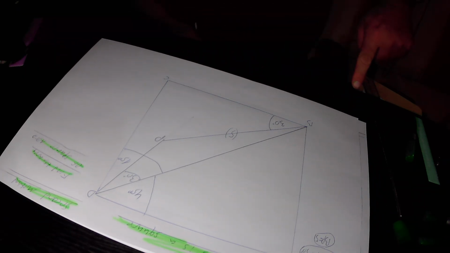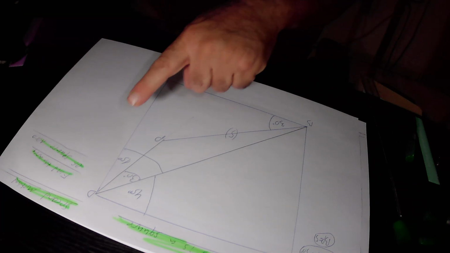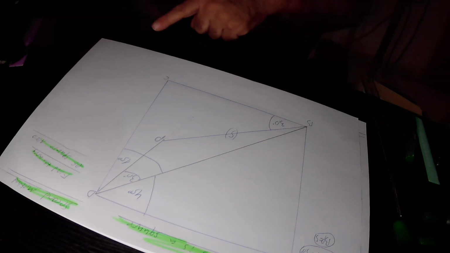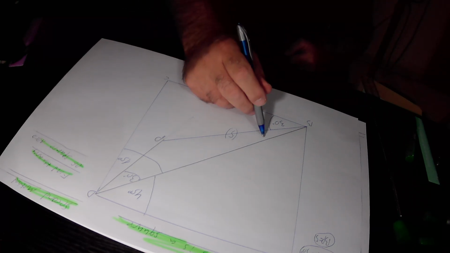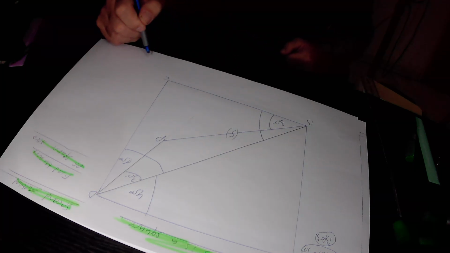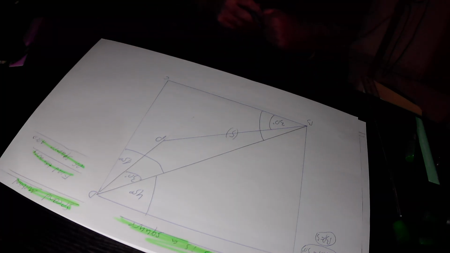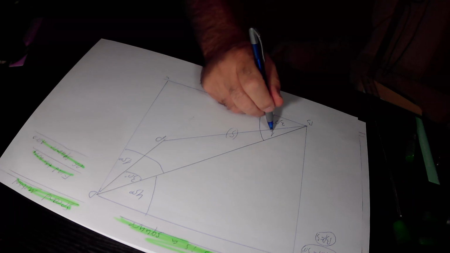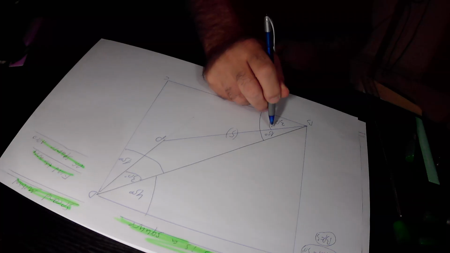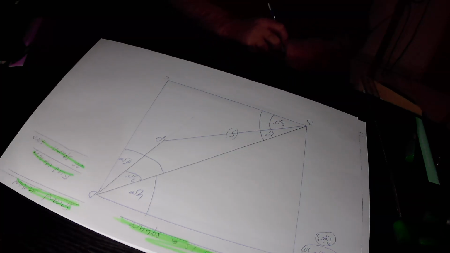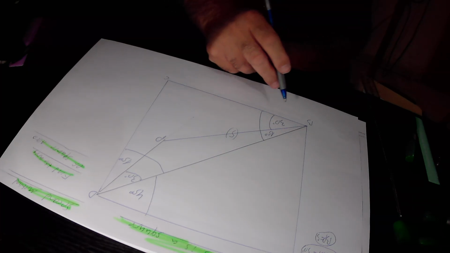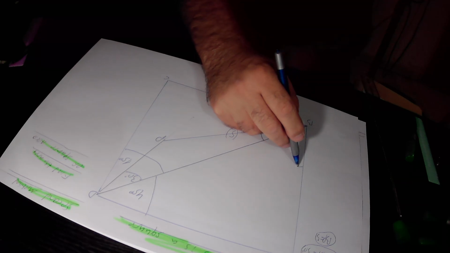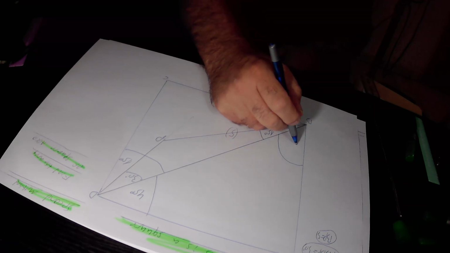Diagonal DB bisects angle ABC. Again, diagonal DB bisects angle ABC. This is the first half of angle ABC. This equals 45 degrees in size. But this angle equals 30 degrees, and therefore this missing angle must be equal to 15 degrees in size, because 30 plus 15 is 45. The second half, this angle also equals 45 degrees in its size.